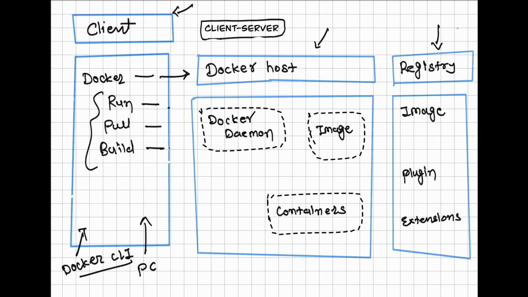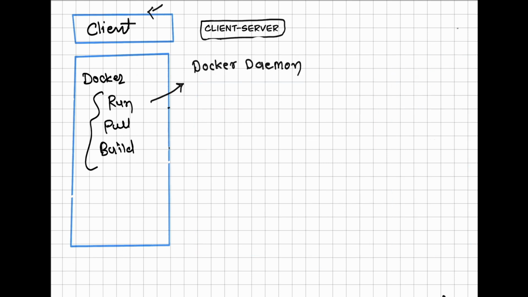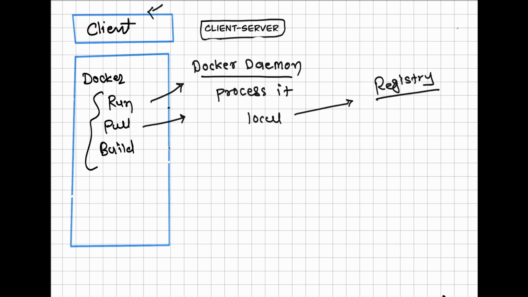So the majority part of Docker host is Docker daemon. Daemon means the background process. So when the client requests to the Docker host, it goes to the Docker daemon. Docker daemon basically runs in the background. It takes the request and processes it. For example, if you run docker pull, then it checks whether the image is available in local or not. If it is not available, then it goes to the Docker registry and checks whether that image is available or not. If the image is available, it gets back to the Docker daemon, and Docker daemon gives back to the Docker client. That's how basically the whole process goes.